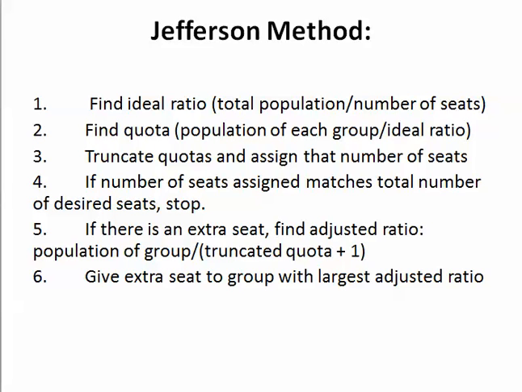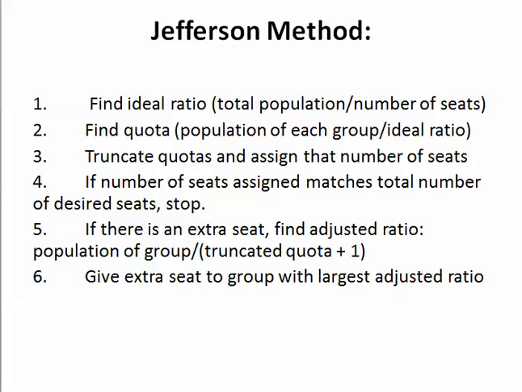First, the Jefferson method. In the Jefferson method, we're going to start by finding the ideal ratio. That means how many people should each representative represent. To do that, we're going to take the total population divided by the number of seats. Then we find the quota. That means we take the population of each group, divide it by the ideal ratio. Here, we truncate the quotas. Truncate means that we just drop everything after the decimal points. And that's going to be how many seats that particular group gets.